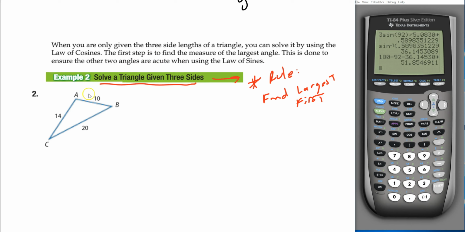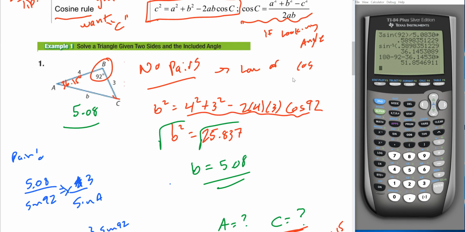So law of sines is not going to work. So you have to find the largest angle first so that cosine can do it. And that's what happened here. Notice I have all sides missing. I've got to find the largest angle first. I'm going to use my cosine rule right here.